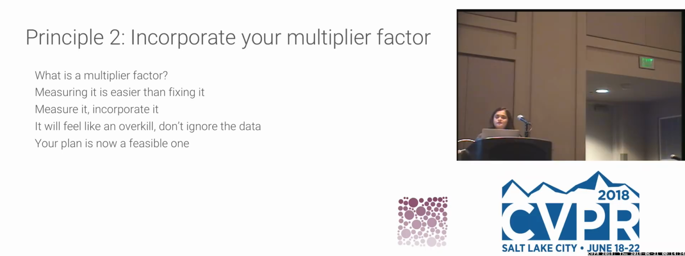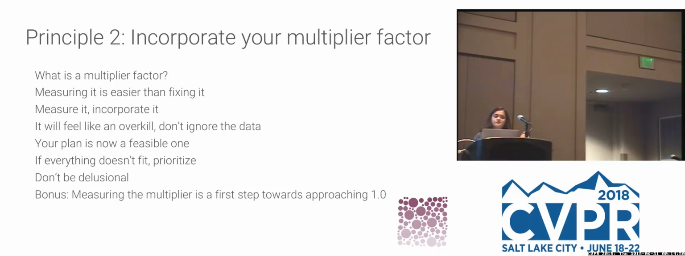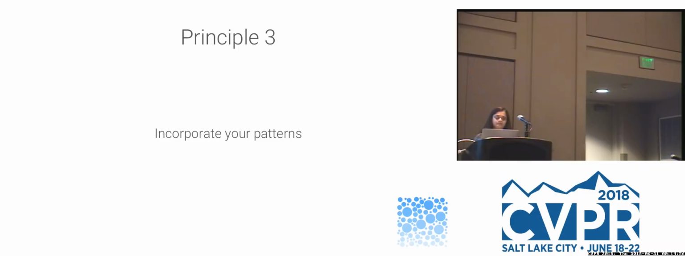And if things don't fit, you have to prioritize. Don't just squish it back down. Again, that's delusional, right? You're not going to be able to get it done if data suggests that you can't do it. So you just have to prioritize and try and figure out how to do less. And one nice thing is as you start measuring this multiplier, you might find ways to actually shrink it down to 1.0. So that's another bonus that you get from this.